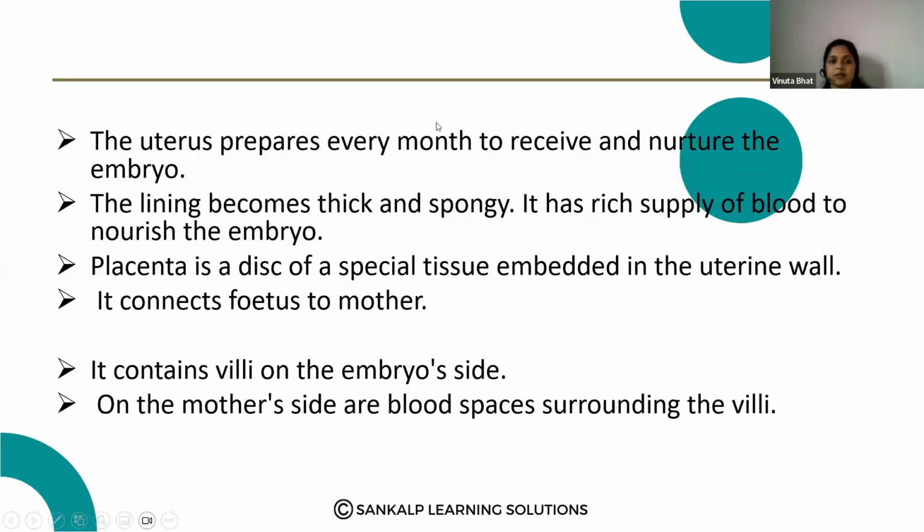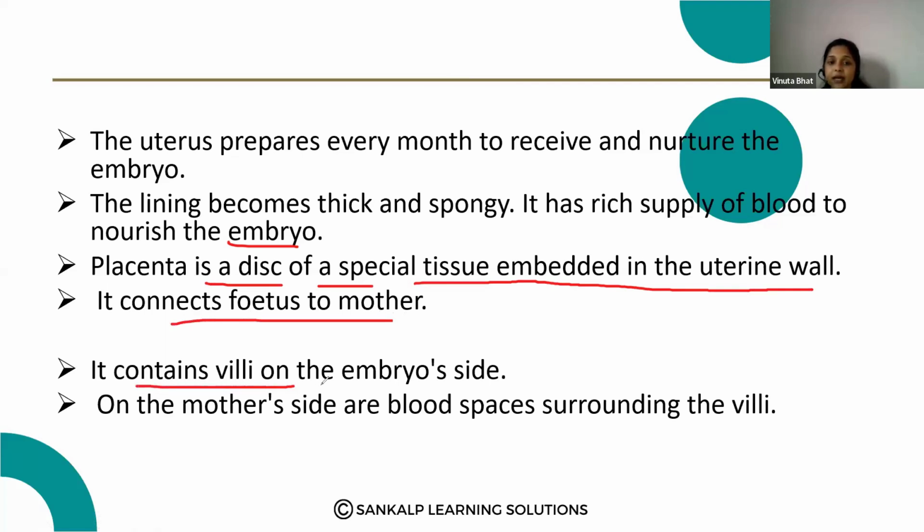Next answer. The uterus prepares every month to receive and nurture the embryo. The lining becomes thick and spongy. It has a rich supply of blood to nourish the embryo. The placenta is a disc of special tissue embedded in the uterine wall and it connects the fetus to the mother. It contains villi on the embryo side, and on the mother side are blood spaces surrounding the villi.